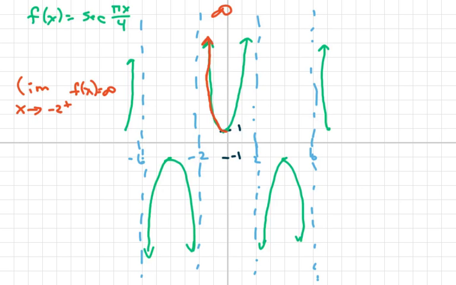And then from the left side of negative 2, we start down here and go up, but then it gets closer and closer to negative 2 right in here. So it's going down to negative infinity.